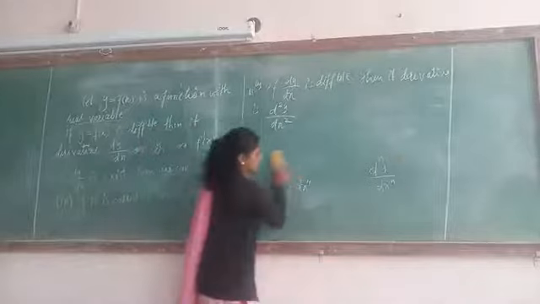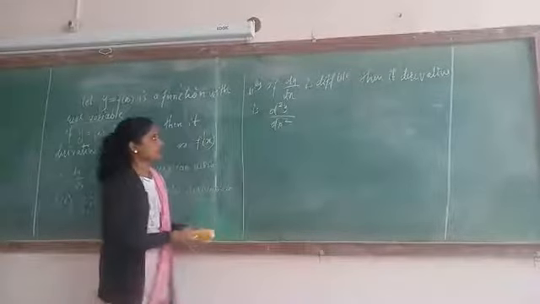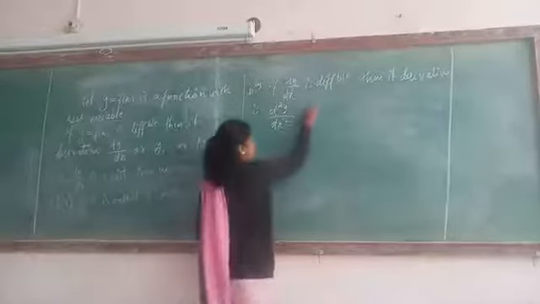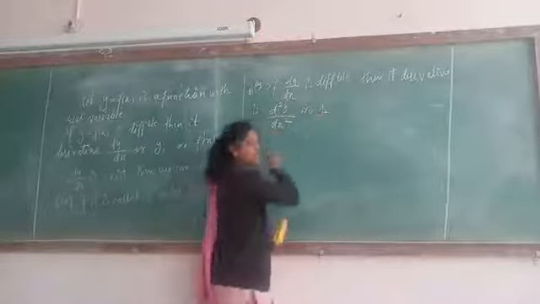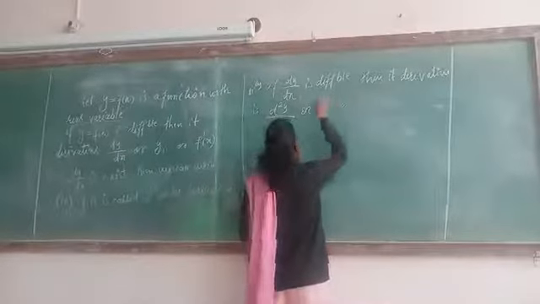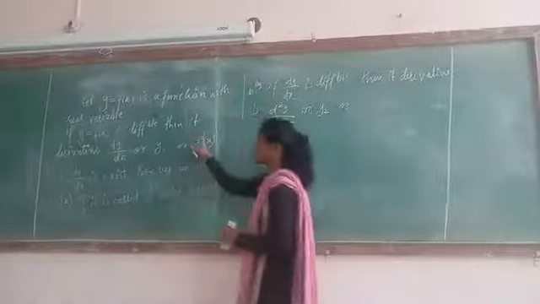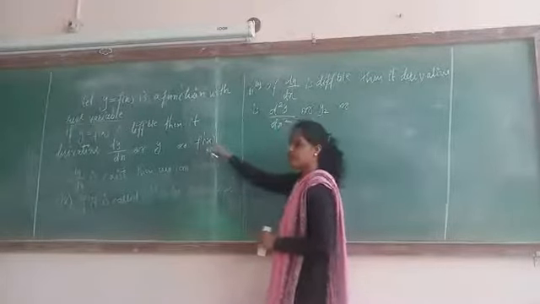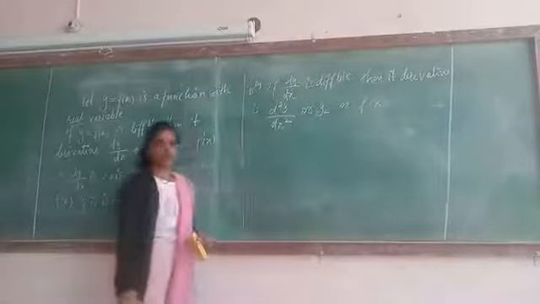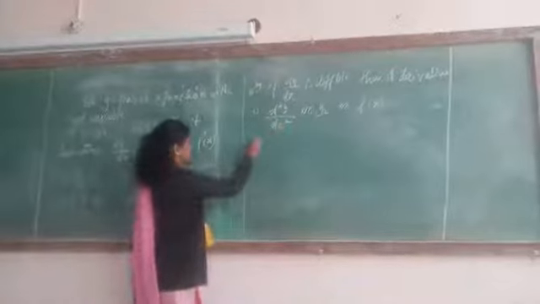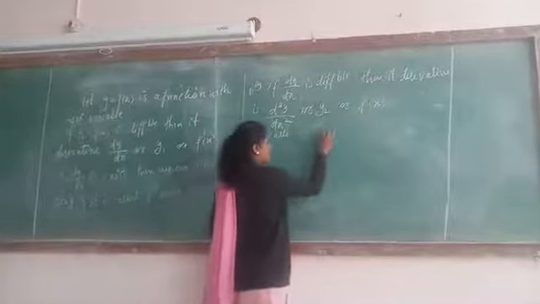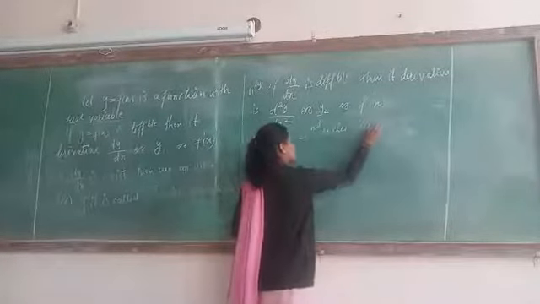So we can write it like this: if we differentiate dy by dx, we will get d square y by dx square, or we can write y2, the second derivative. The first derivative is f dash of x, so the second derivative we can write as f double dash of x. And it is called the second order derivative.